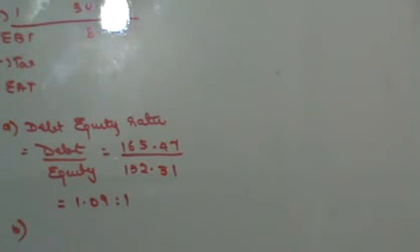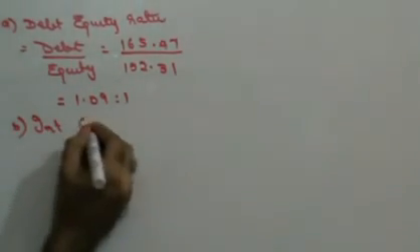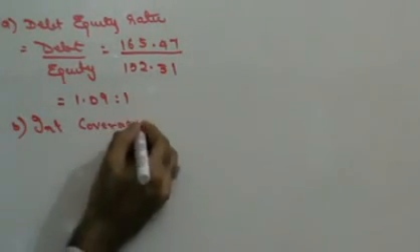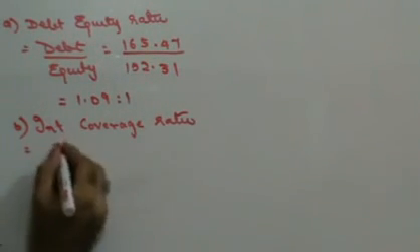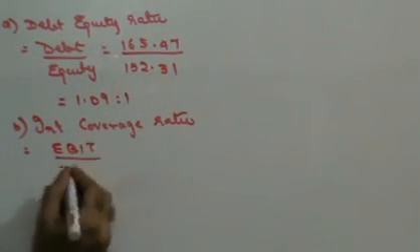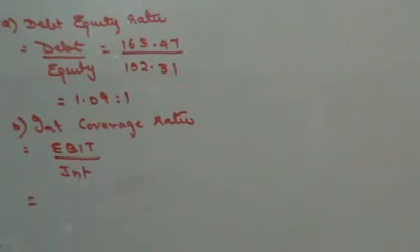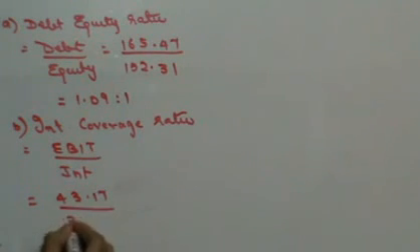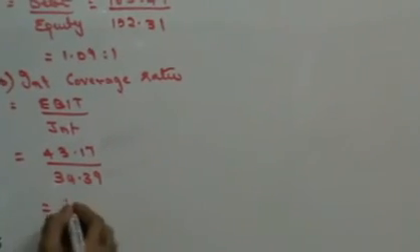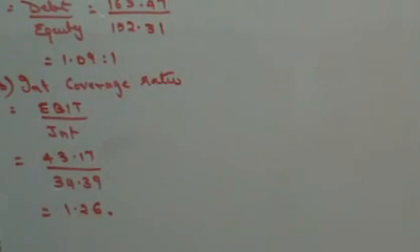Next, interest coverage ratio. Interest coverage ratio is nothing but EBIT upon interest. EBIT is 43.17 divided by interest 34.39. So please help me calculate this. This should come out to 1.25, 1.26. Next, they've asked you to calculate operating leverage.